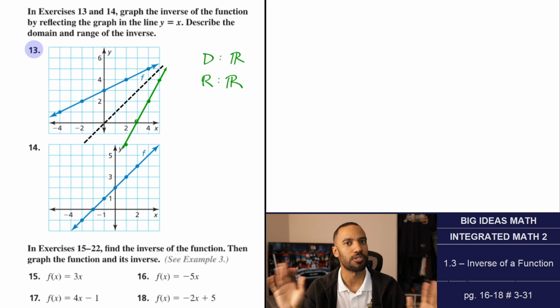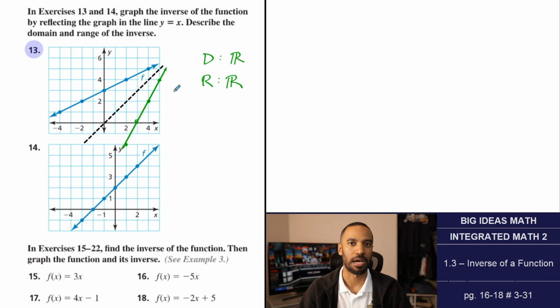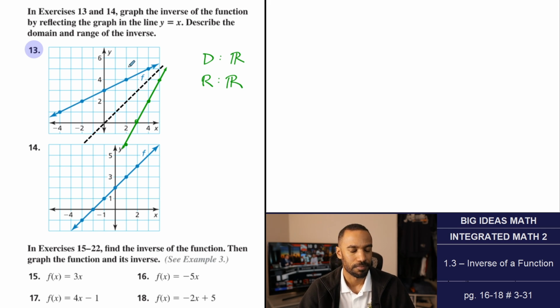Because the inputs and outputs are switching, whatever was the domain for the original becomes the range for the inverse, and whatever was the range for the original becomes the domain for the inverse. But this happens to go forever left and right as well as up and down, so the domain and range of this is also all real numbers. So they're both sets of all real numbers.